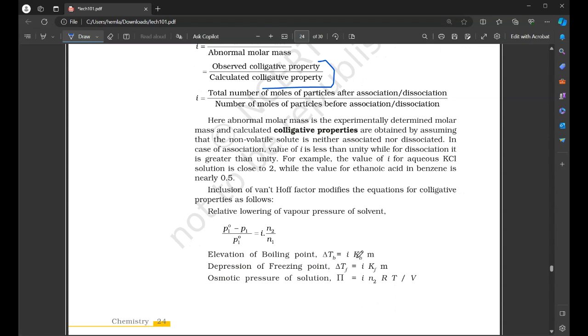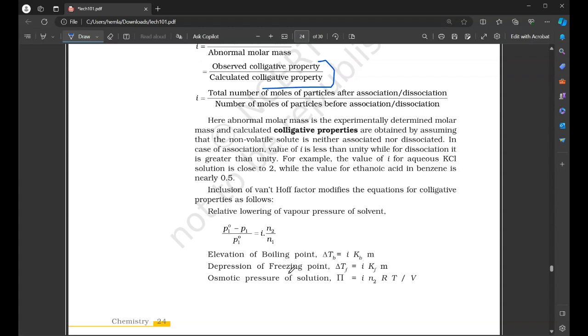Now, this is the main thing we have to remember, along with the formula. First I'll tell you the basic definition of the Van 't Hoff factor. If the solute is an electrolyte, its number of particles will change either due to dissociation or association, right?